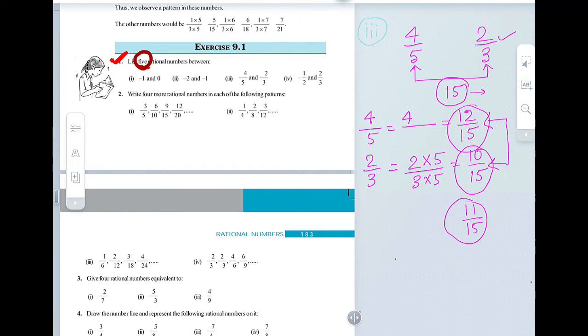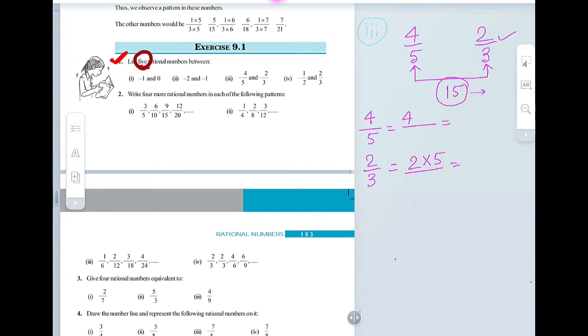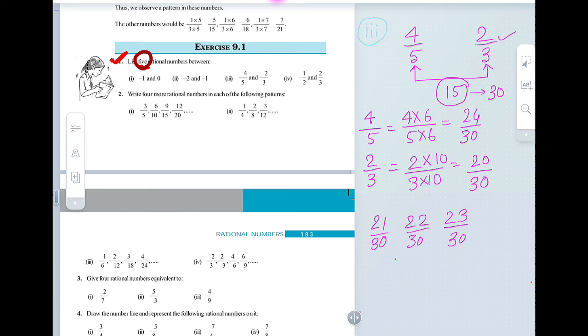We are just changing the numbers. 15 will be converted to 30, 5 will be multiplied by 6, similarly 4. Here 3 will be multiplied by 10 and 2 will again be multiplied by 10, so it is coming 20 by 30, and 24 by 30. Now I hope you will get 3 of them, isn't it? You will get 3 rational numbers in between them, that is 21 by 30, 22 by 30 and 23 by 30. 2 more are left.